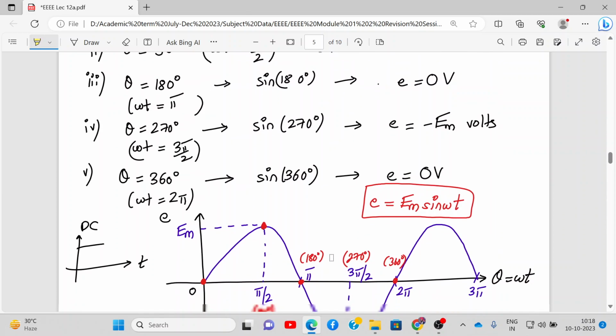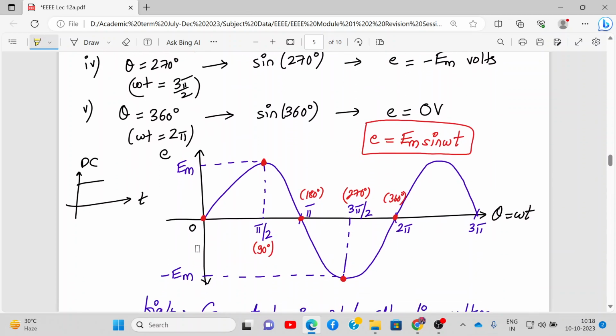Now, if we plot all these instances: at 0, it is 0. For pi by 2 or 90 degrees, it is Em. For 180, it is 0. For 270 degrees, that is 3 pi by 2, it is minus Em. And for 2 pi, it is 360. If we plot all these points and join them together, you'll get a sinusoidal waveform. So that is how alternating voltage is generated.